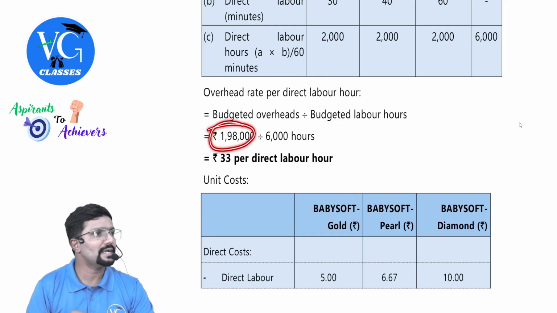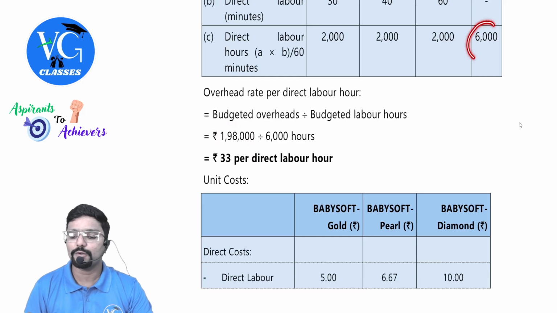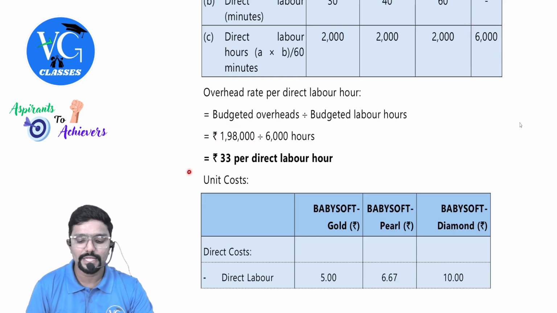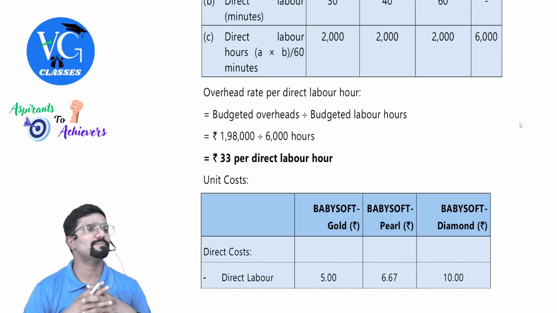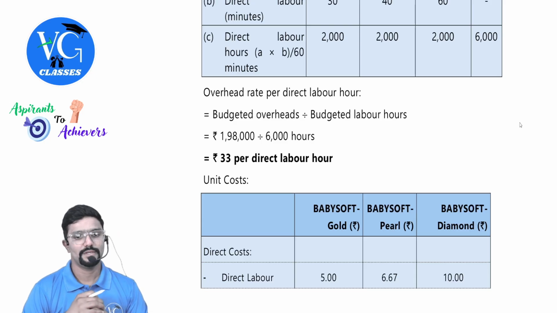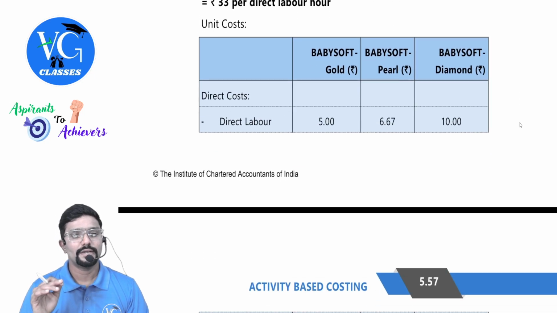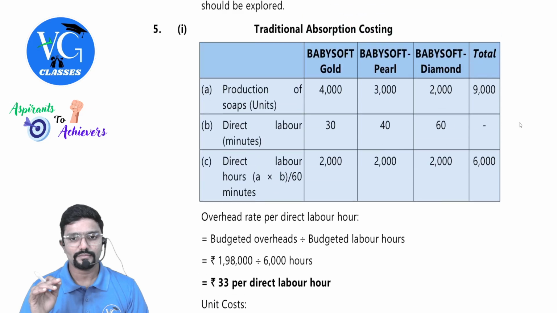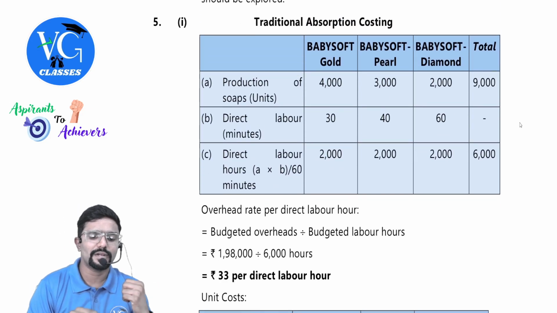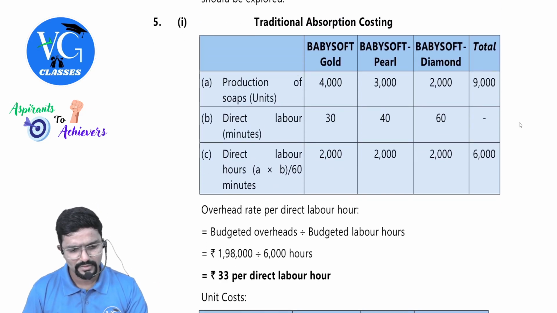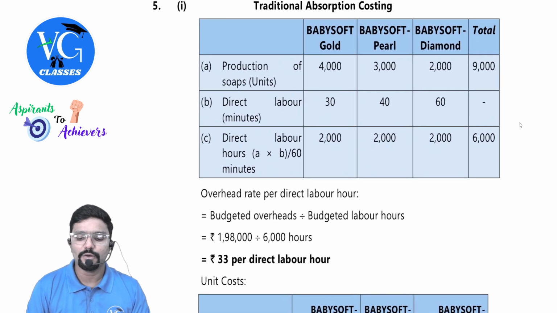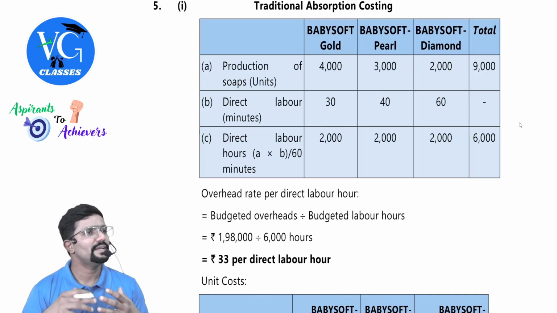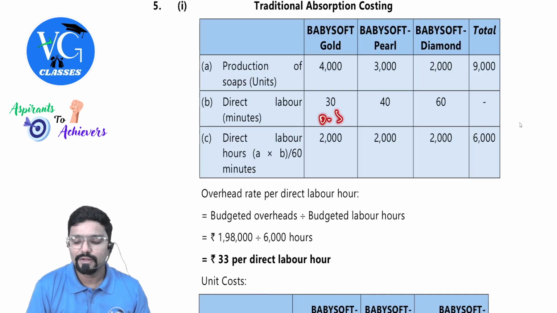1,98,000. 1,98,000 divided by total labor hours. What do you get? 33 rupees per labor hour. This is the predetermined overhead rate as per the traditional system. Now let us calculate direct labor. I guess they have given the rate per hour, 10 rupees, na? 10 rupees. So 10 rupees into 30 minutes, that is 0.5 per hour you can take here.